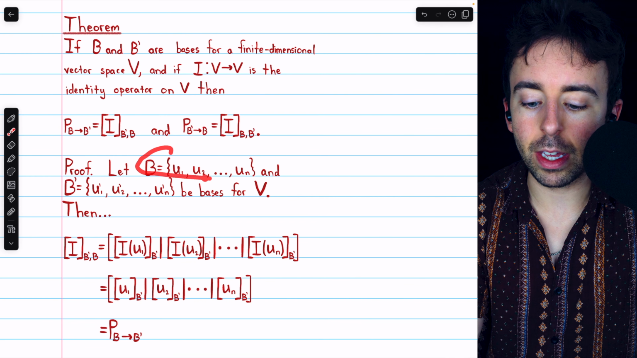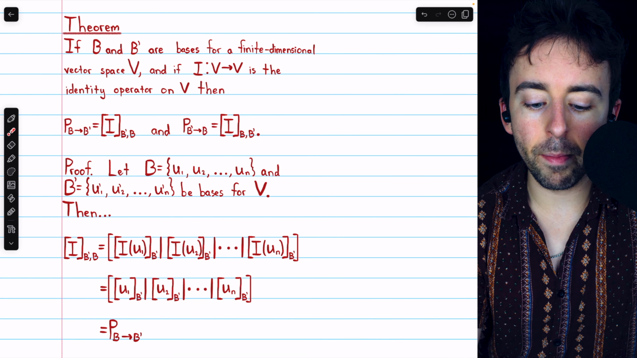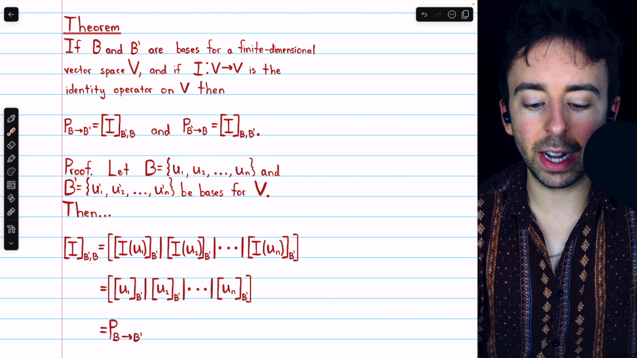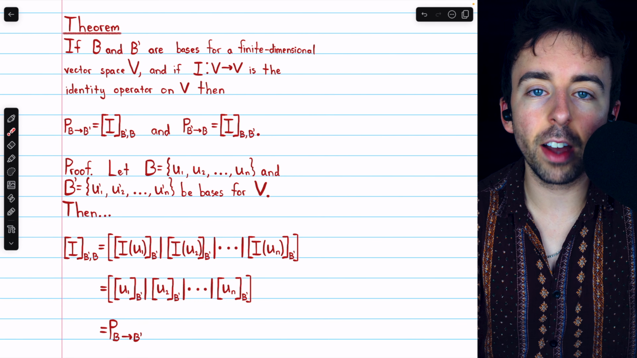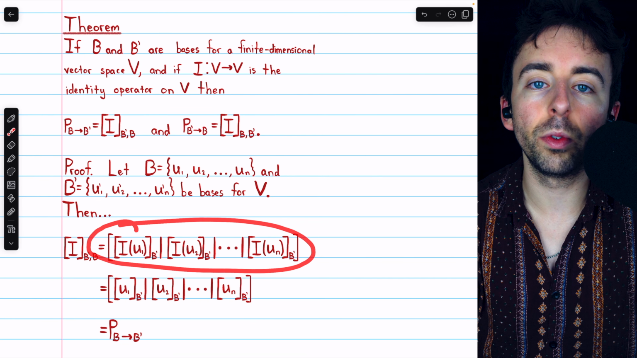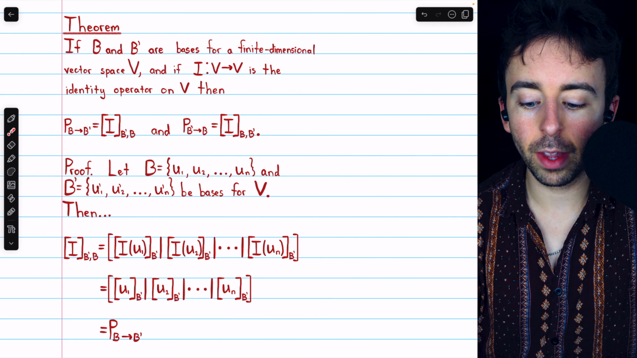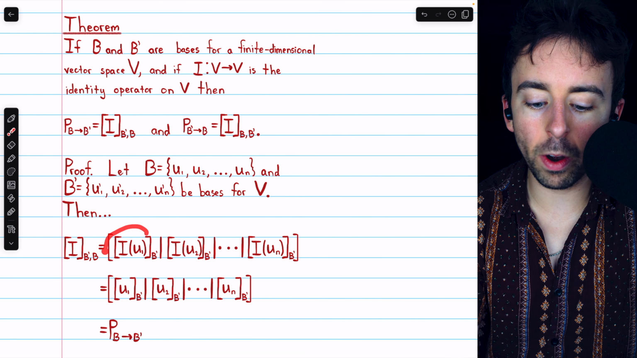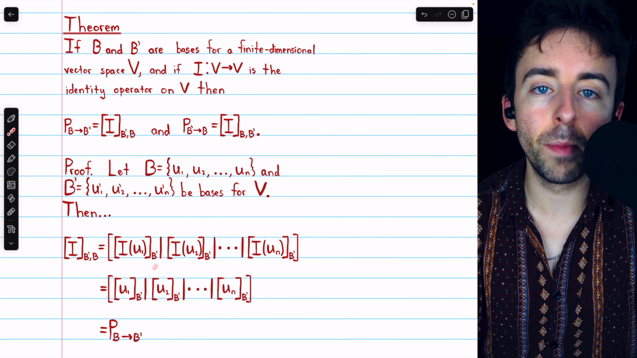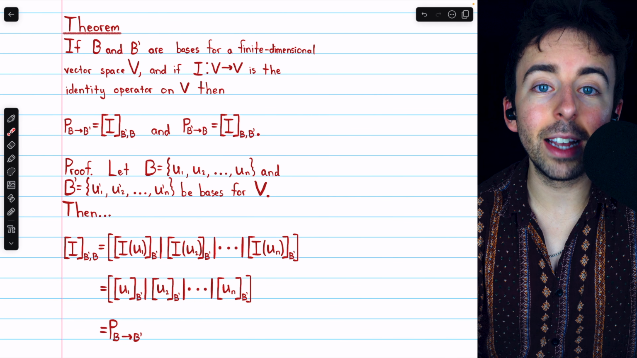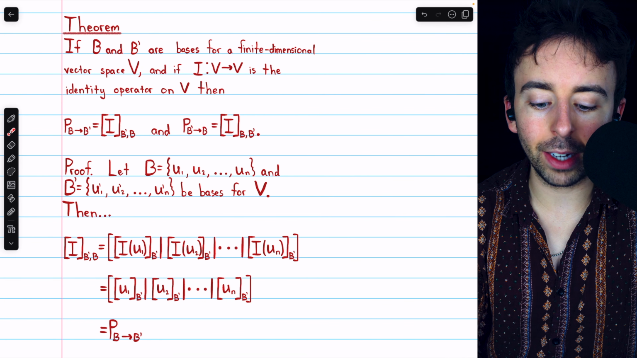For the proof, we would let B be this basis for V, and B prime be this basis for V. Then, the matrix for the identity operator with respect to the bases B and B prime is constructed like this. We've previously gone over how, in general, this is the method used to construct a transformation matrix from a basis B to a basis B prime. Its columns consist of the coordinate vectors of the images of the old basis vectors relative to the new basis. So this first column, for example, is the coordinate vector of the image of u1, the first basis vector, with respect to the new basis.